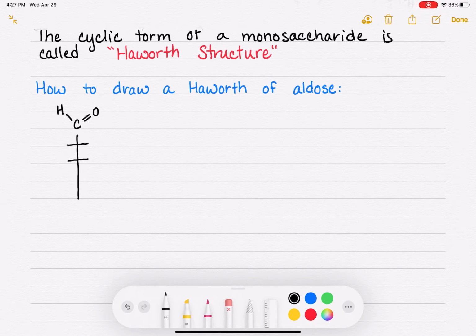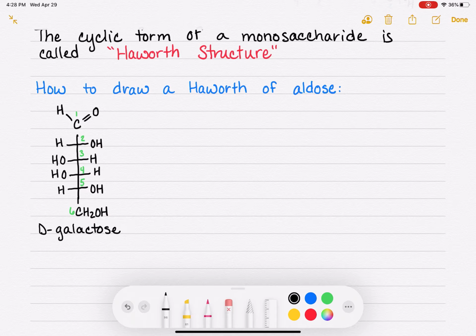So we're going to use a 6-carbon aldose because that's most of what we're dealing with. My OH groups are going to go left side, right side, left side as we go down the chain, with the end of the chain being a CH2OH. To help us, we're going to number our carbons from top to bottom, 1, 2, 3, 4, 5, 6. This is D-galactose. And the name is going to be relevant when we get to the end.